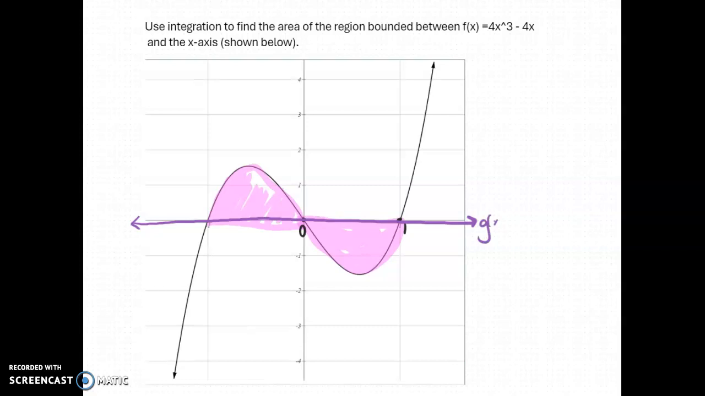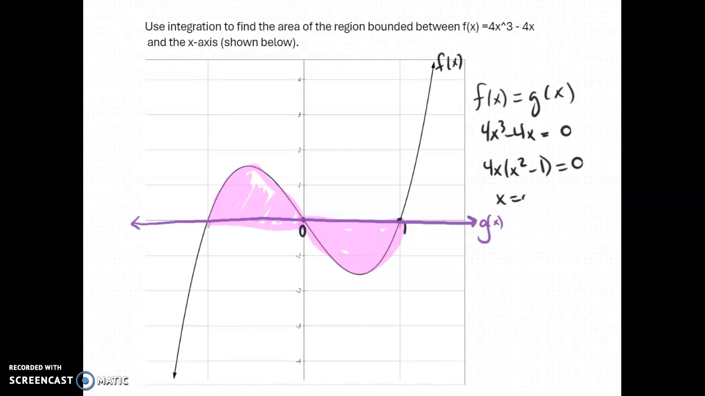So let's call this g of x. And this is our f of x. And so setting the two equal to each other would give us this. And so doing some factoring here, I would end up with x equals 0 and x squared equals 1, or x equals 0, x equals plus or minus 1. So that's how I would find where to integrate from. But it does tell us in the problem, integrate from 0 to 1.